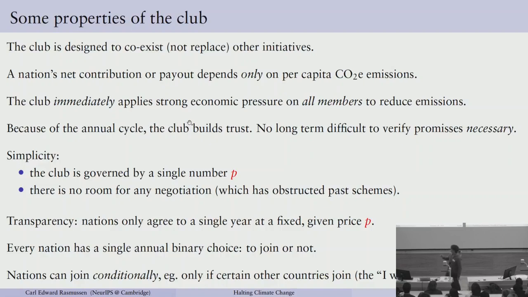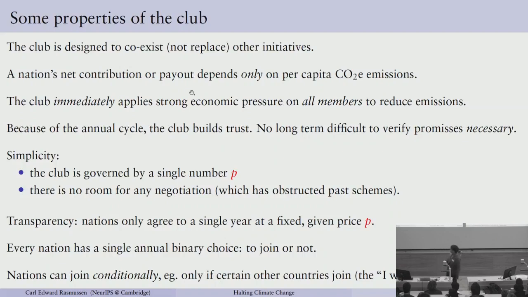So the first thing to notice is that every nation's net contribution or payout will only depend on their per capita emissions. It doesn't depend on the size of the country or the absolute size of the emissions. It's only the emissions per capita, which seems like a reasonable way to measure how much damage emitting the CO2 makes.